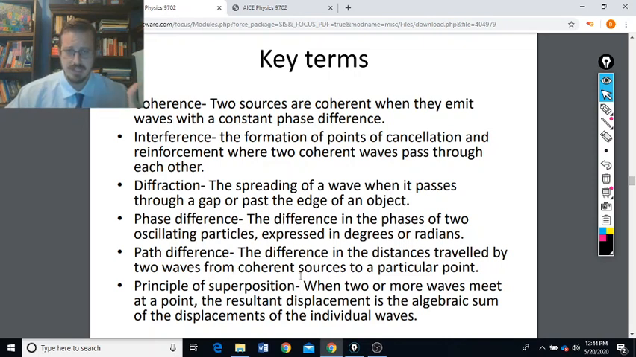The path difference is the actual difference in the distance traveled by two waves from coherent sources to a particular point. If that path difference is an integer multiple of the wavelength, then we know we're going to get constructive interference. If the path difference is half of a wavelength, which would mean the phase difference is 180 degrees or pi radians, then we're going to get destructive interference because crest would be meeting trough. And the principle of superposition, again, is when two or more waves meet at a point, the resultant displacement is the algebraic sum of the displacements of the individual waves.